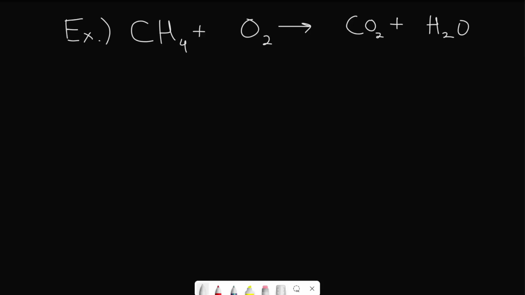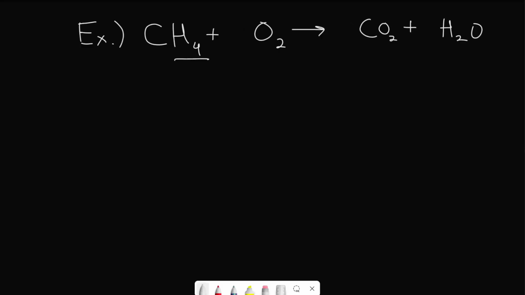So what would be the easiest way to be efficient in balancing this reaction, especially on the MCAT? So in this case, let's take a look at the carbons. Well, there's only one carbon on each side, so there's not much we have to do for that in the beginning. Let's take a look at hydrogen.